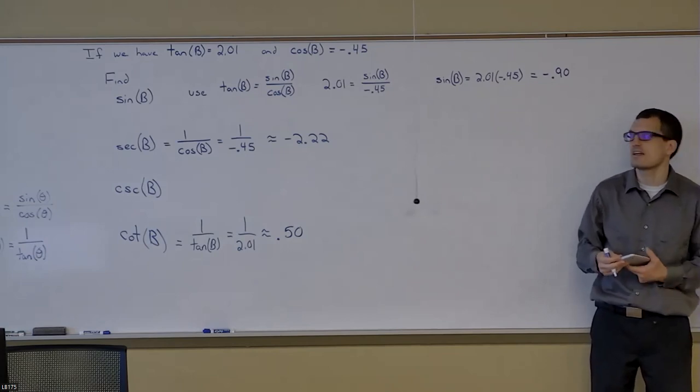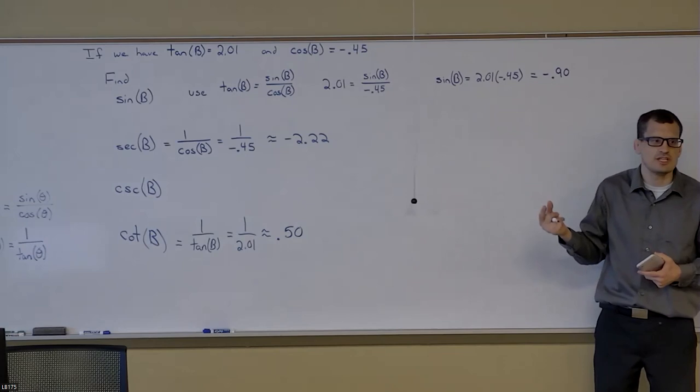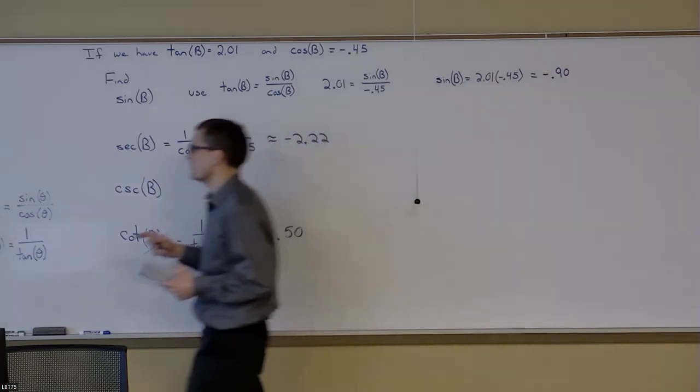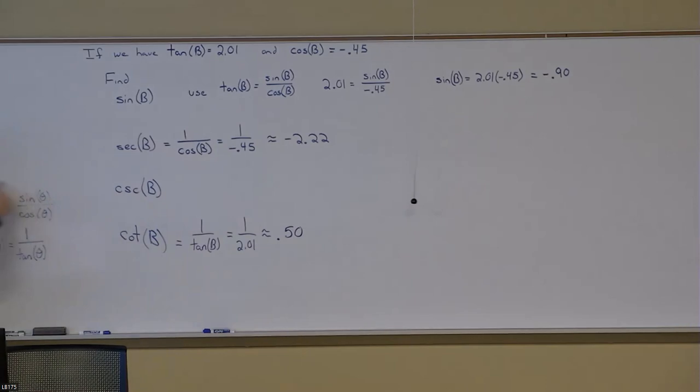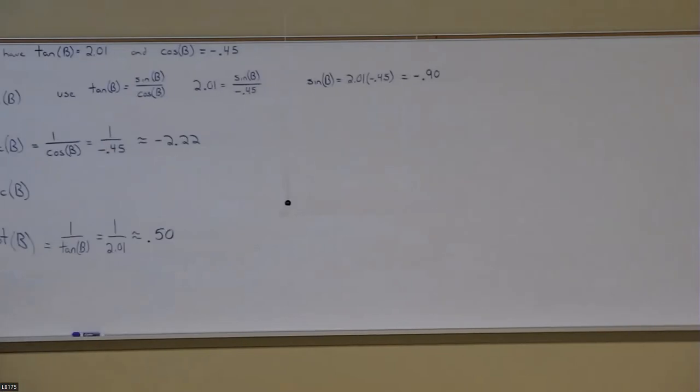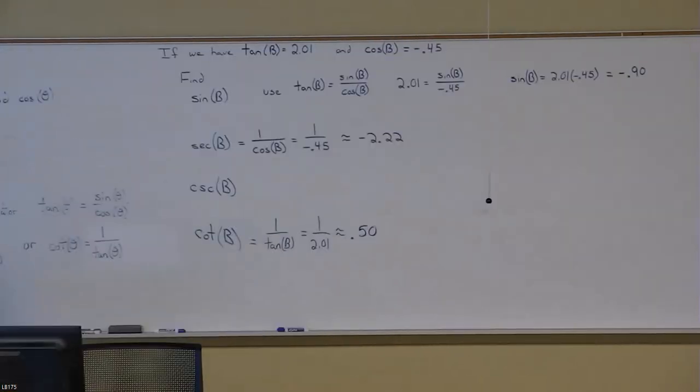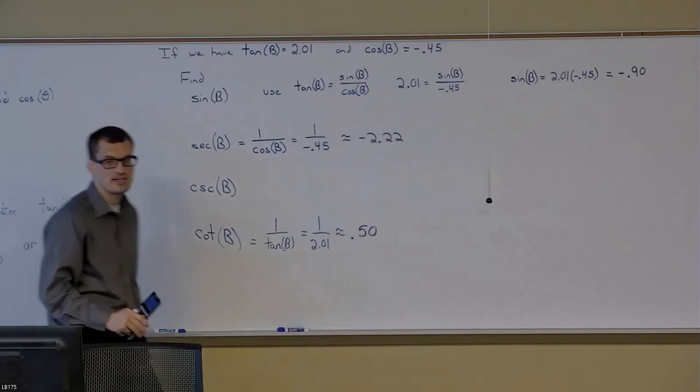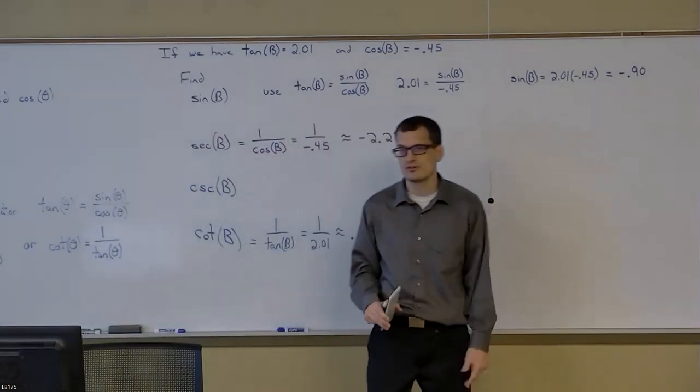So it does take a little bit extra computation, but if I know 2 of these, I can find the third. So I go to this identity: tangent is sine over cosine. If you know 2 of those, you can find the third. Doesn't matter which one. Same thing with cotangent. Cotangent is cosine over sine. So if you know 2 of those, you can know the third.